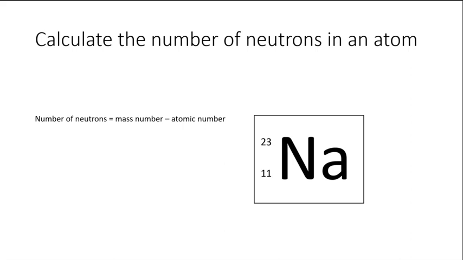So the number of neutrons equals the mass number minus the atomic number. Why is that? Well, the atomic number is the number of protons, and the mass number is the total number of protons and neutrons. So if we subtract the atomic number, the number of protons, from the mass number, we'll be left with the number of neutrons. So for our example, the number of neutrons is 23 minus 11. It's the neutrons plus protons minus the protons. So we have 12 neutrons in this atom of sodium.